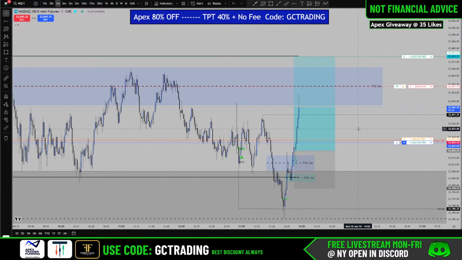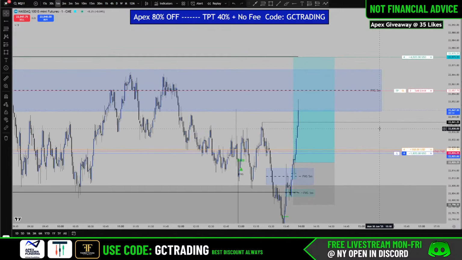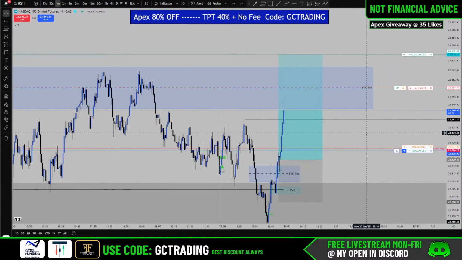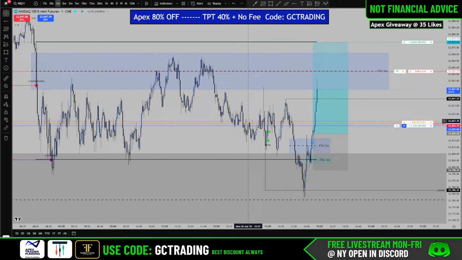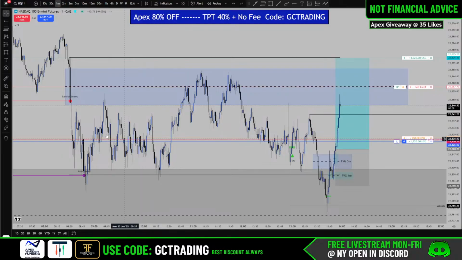So already took some profit. Risk is off the table. Everything else is just profit. So we'll see if we can continue here. Solid trade though. Solid trade. This entire day right here, we were just sideways chop.